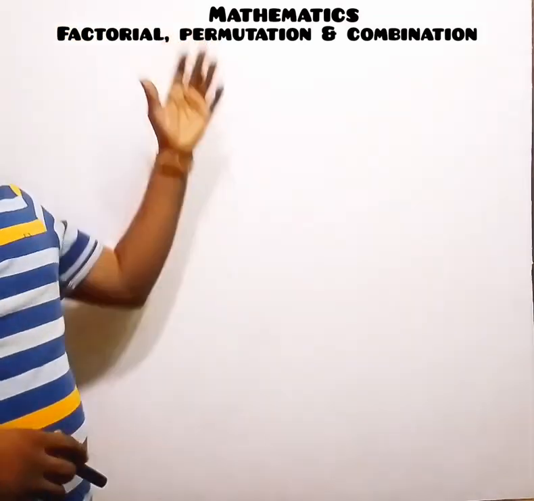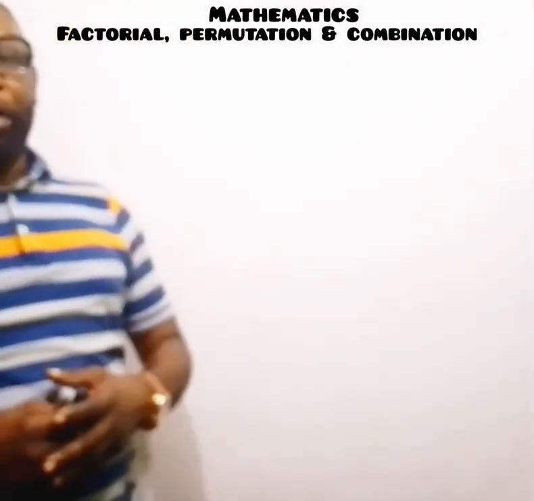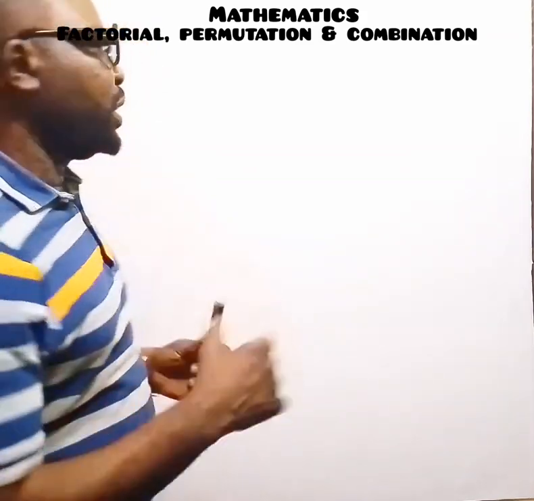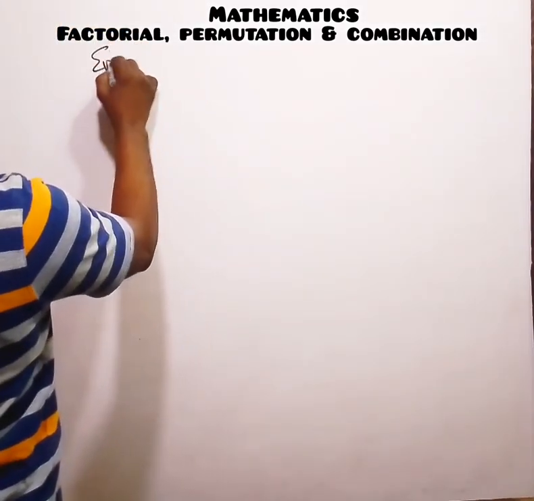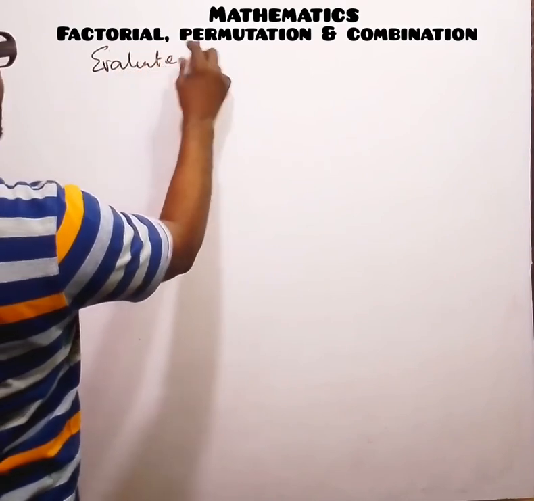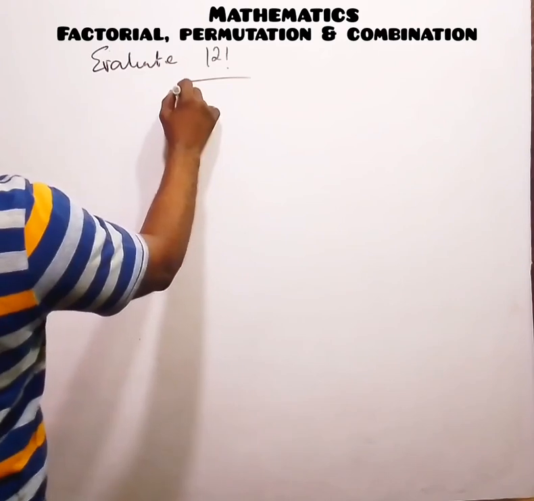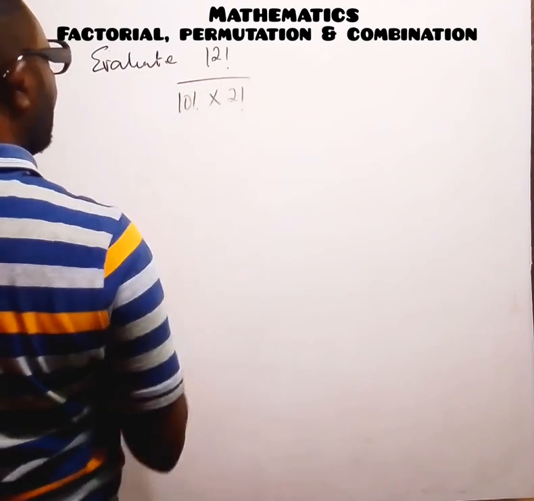To you out there. Our class today is going to focus on this topic: factorial, permutation and combination. Now, in permutation and combination, we have to first of all know what is meant by factorial. If I have this kind of a question, the question says evaluate 12 factorial over 10 factorial multiplied by 2 factorial.